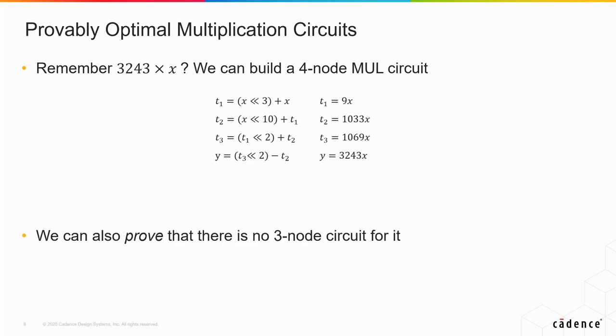Now, how do we know it's an optimal multiplier? We can actually prove it. We can try to find a multiplier for the same constant in 3 nodes, and we get a contradiction from our solver. The solver proves there's no solution to that, and all it takes is less than 1 second. So we know our 4-node multiplication circuit is in fact the minimum size circuit possible for that specific constant.